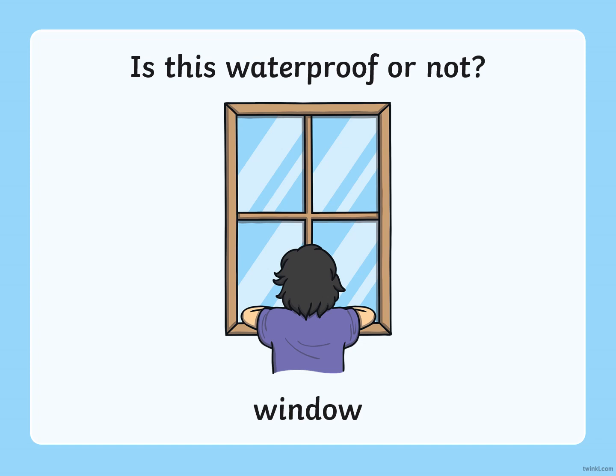Absolutely, you're absolutely right. Windows are waterproof. And the reason why we know that they're waterproof is because when it's raining, you can actually see the water droplets sliding down the glass. So glass is waterproof.